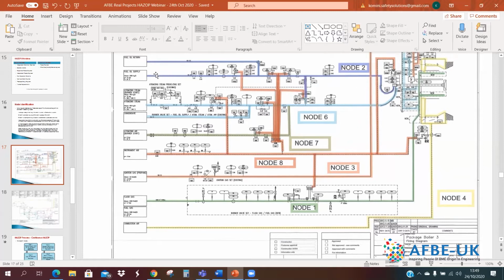So the question might be for you, do you take the fuel return line as a node in itself, or do you take the fuel supply line altogether? But here we've taken this as a single node, which makes a lot of sense, although you would have to watch out when you apply your guide words to make sure everything is taken in.